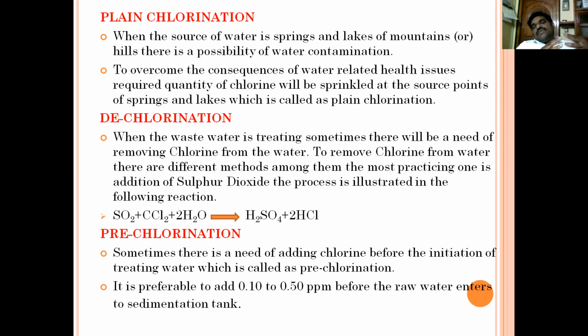Preferably 0.10 to 0.50 ppm before the raw water enters the sedimentation tank. The process of applying chlorine before the initiation of treatment is called pre-chlorination. Preferably 0.10 to 0.50 ppm will be added before the water enters the sedimentation tanks.